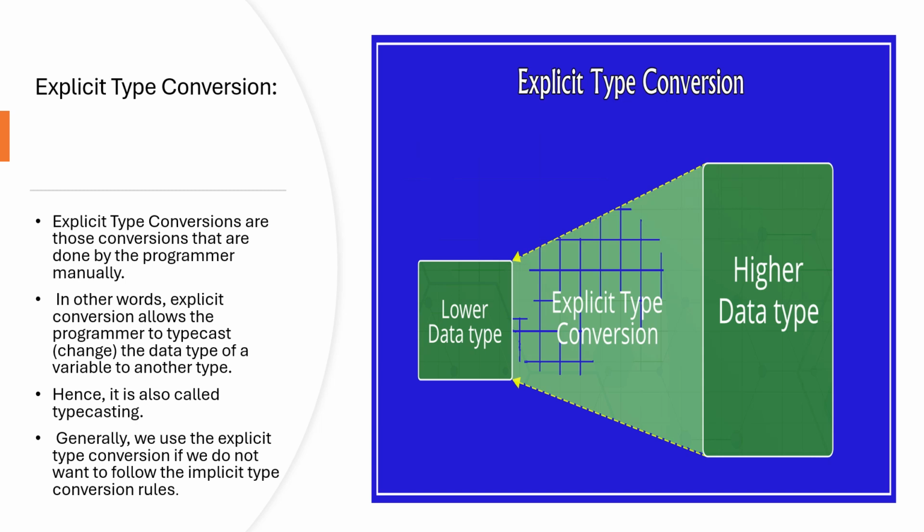So here we have many types of conversion. Explicit type conversions are those conversions done by the programmer. In other words, explicit conversion is typecasting: changing the data type of a variable to another. Hence it is known as typecasting. We use explicit conversion if we do not want the implicit one. If the compiler does not change it, I have to change it manually, and you can use this type of explicit conversion.